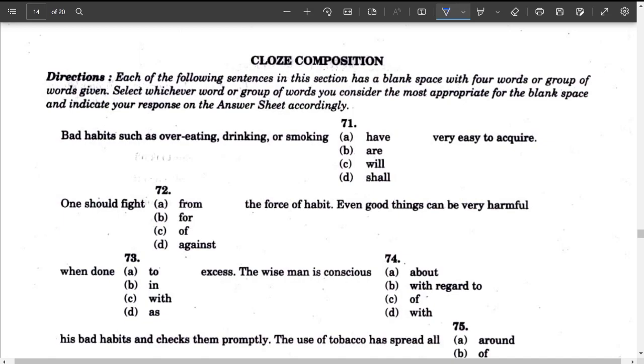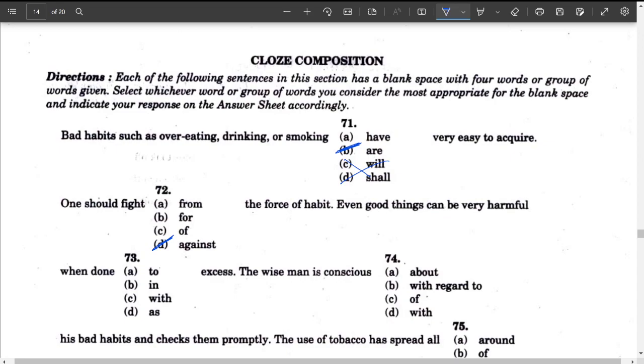Bad habits such as overeating, drinking, or smoking dash very easy to acquire. How very easy? Are very easy. Will, shall cannot be used here. How or are? They are all very easy. We can go with B. One should fight dash the force of habit. One should fight the force of habit. That means you have to fight opposite of this. Opposite in the sense of against that, not from.